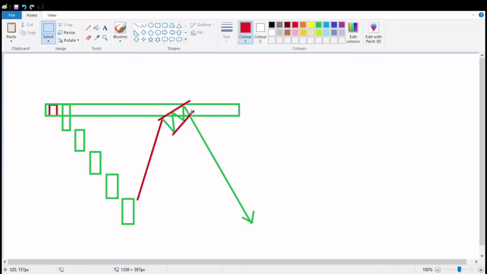And the time frame that I like the most to spot chart patterns is the 1 minute, to reduce my risk and maximize my profit.